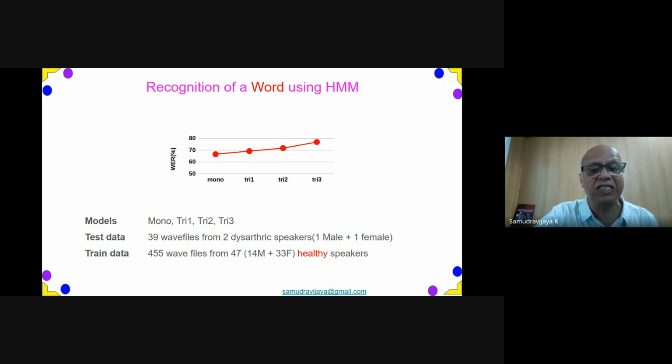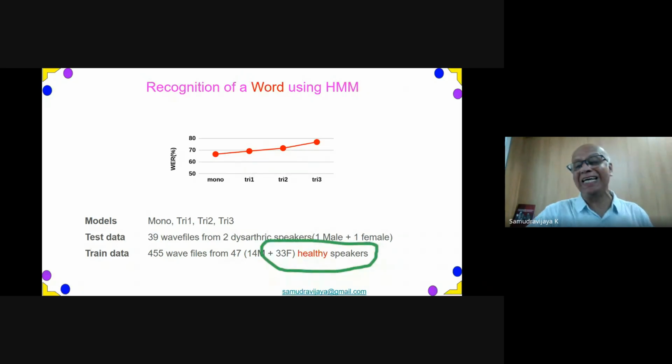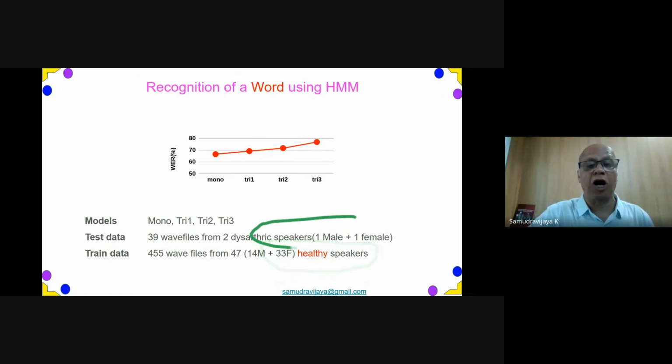Now, this is the situation when the model was trained with only healthy speakers, 14 male and 30 female. So the system knows how to recognize clean speech or clear speech, but it is asked to recognize dysarthric speech, so it is doing poorly. The recognition error is higher.